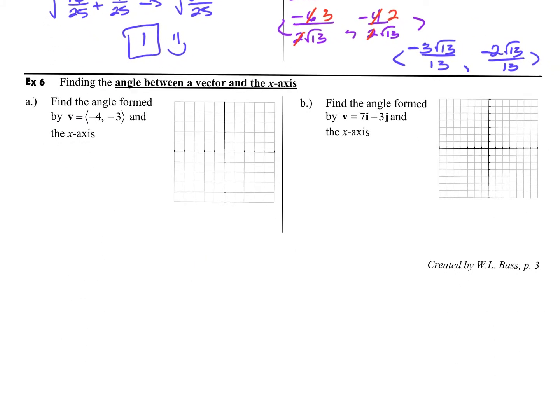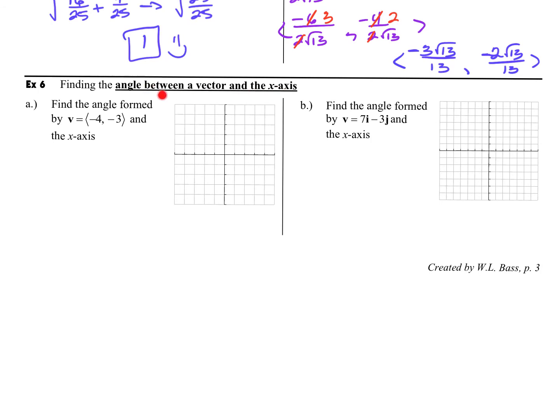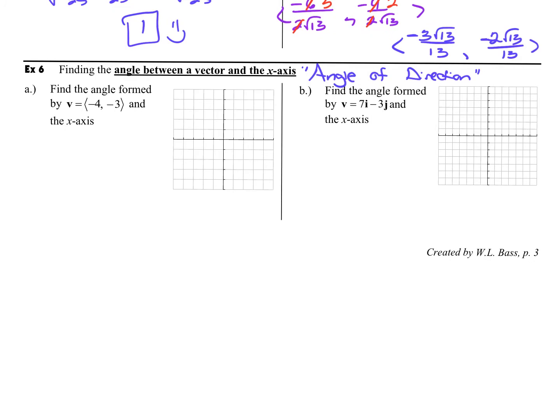Now, the next thing that we're going to do is find this angle between a vector and the x-axis, and this is called the angle of direction. You will generally need a calculator for these. So let's take a look at this angle of direction. I'm given this vector right here. Remember, this is a position vector, so it assumes that it starts right here at 0, 0 when we're graphing. When you have a position vector, it has to start at 0, 0.